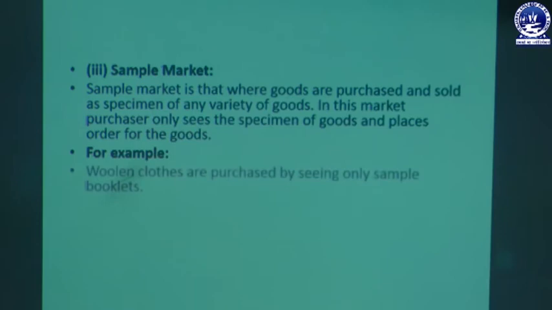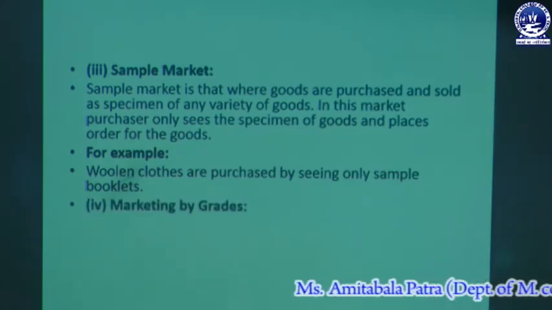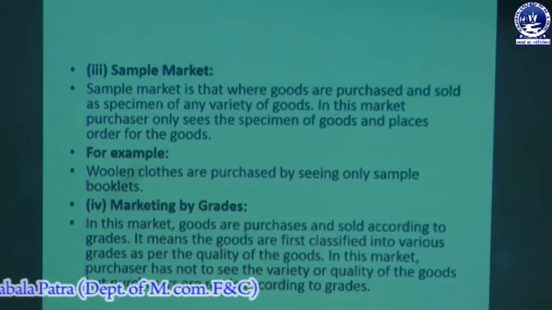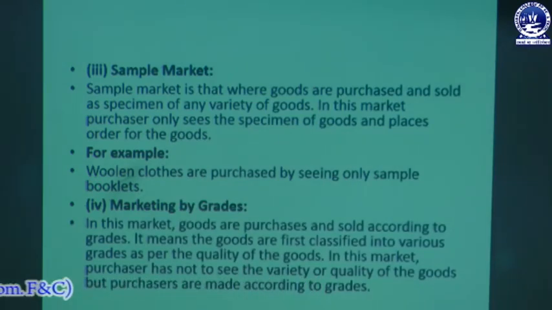We can see an example: woolen cloths are purchased by seeing only sample booklets, or we can say textiles can be purchased by seeing only the sample booklets. There we have the samples, and from there we choose the variety and place the order. We can also have marketing by grades. In this market, goods are purchased and sold according to the grades they have.